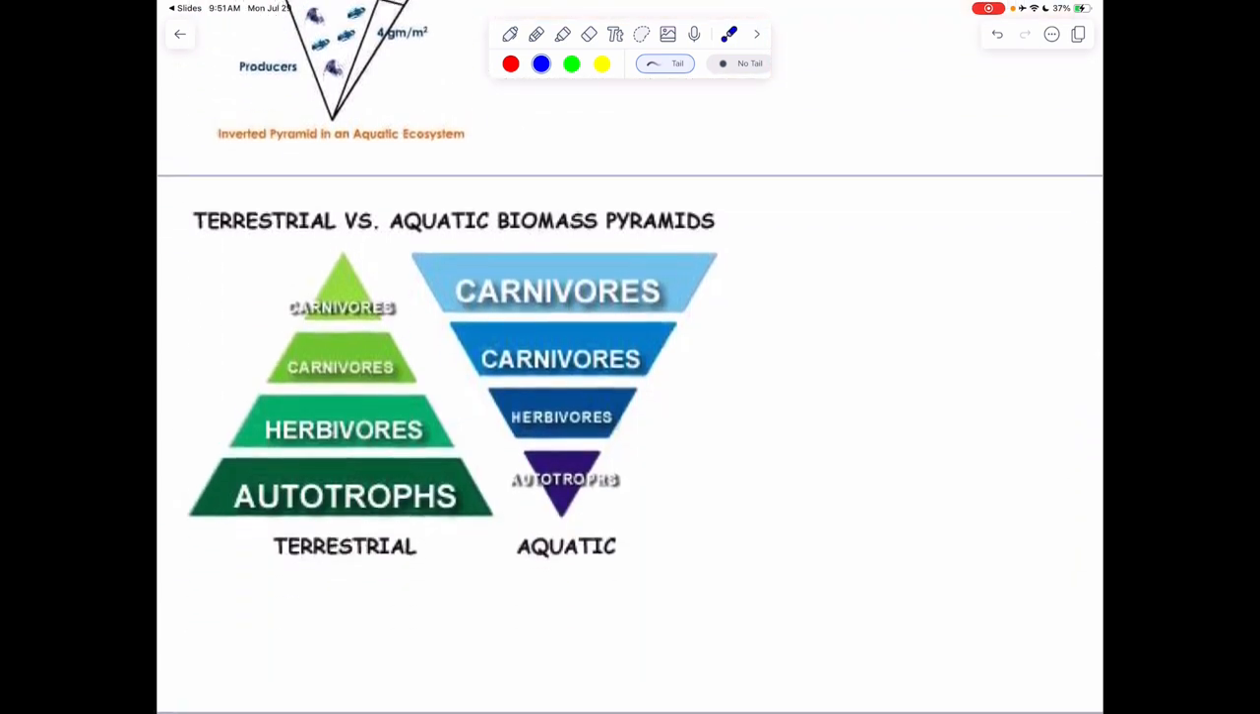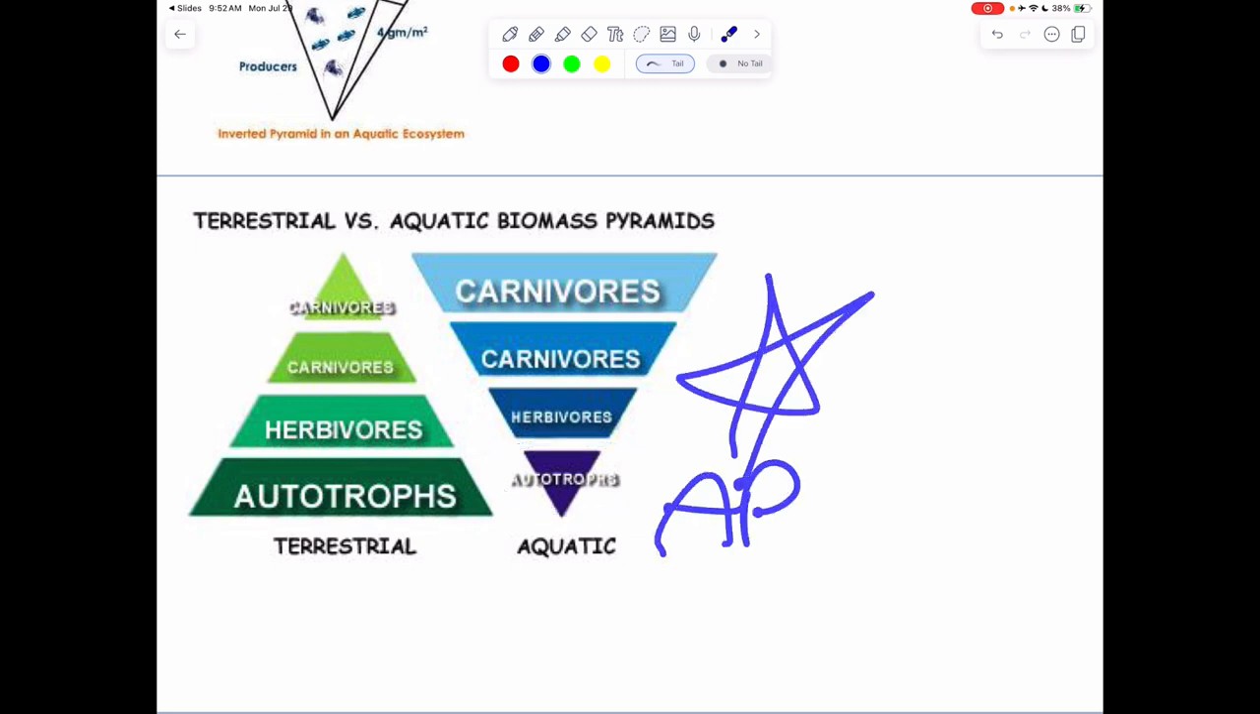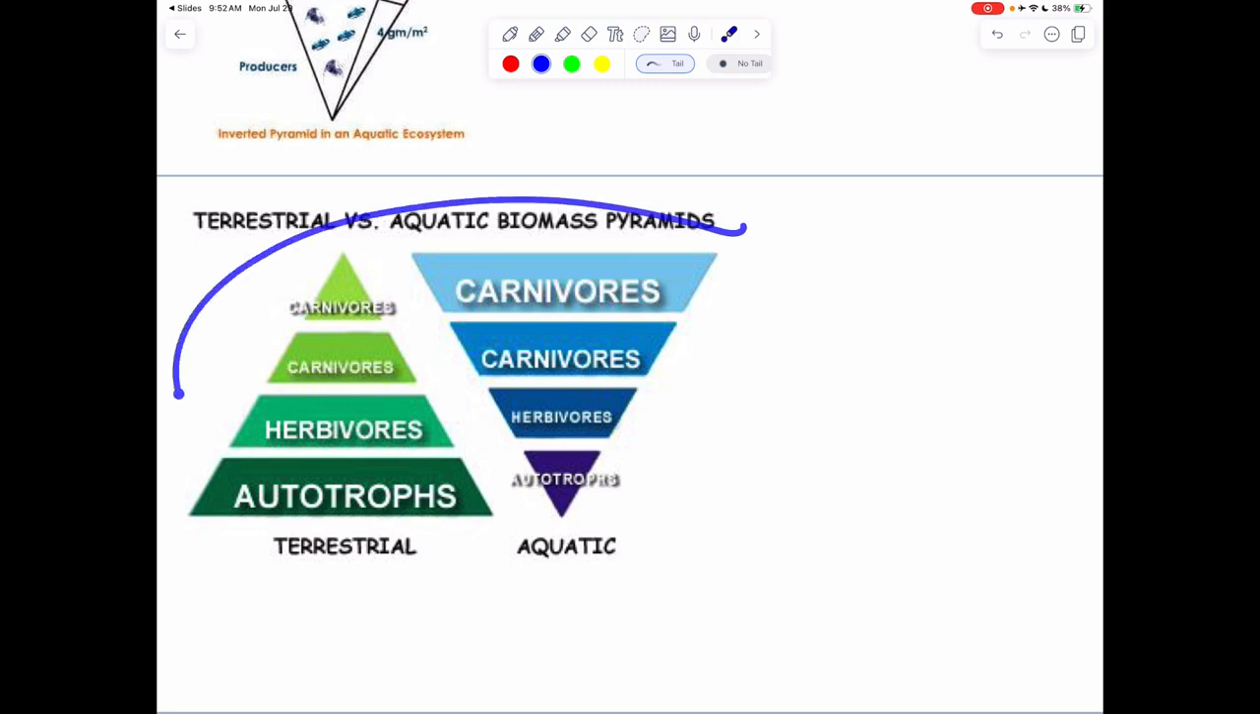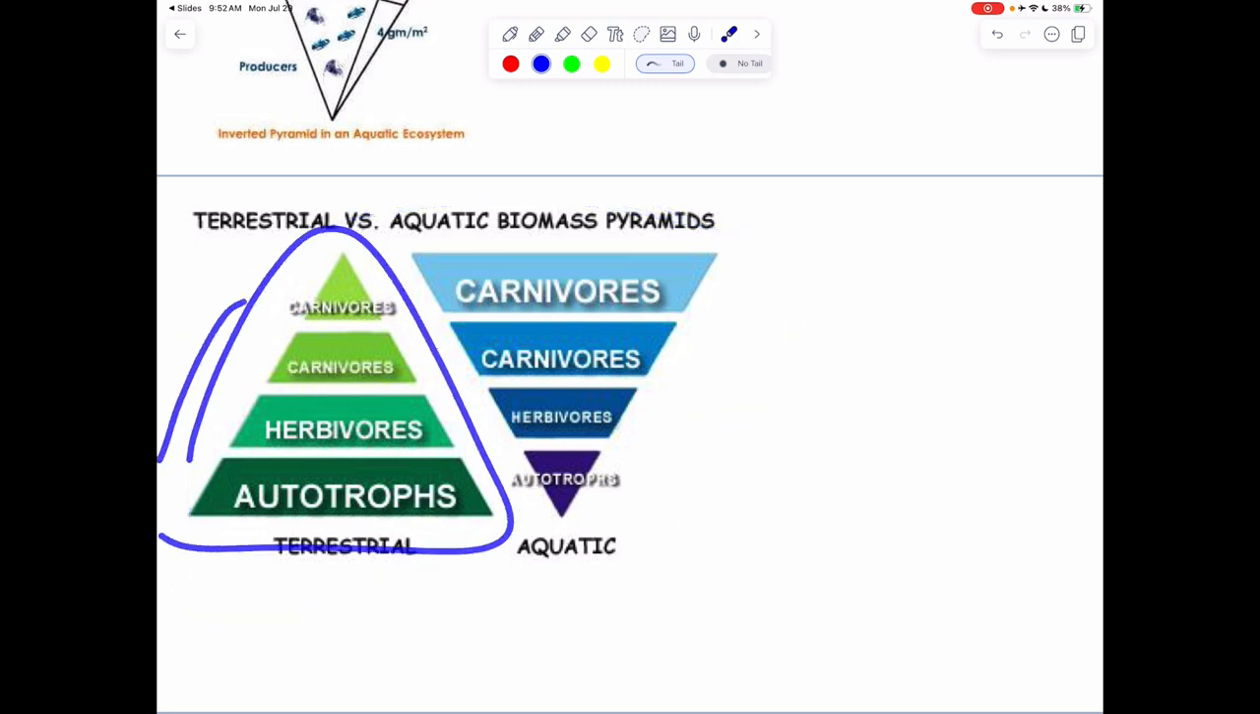So this is just another example where you can see that the autotrophs in the terrestrial biomes have a much larger biomass, where the autotrophs in the aquatic biomes are much smaller. This is definitely going to be on your AP exam. So definitely something to take note of, and remember that these are flipped. All right, awesome.